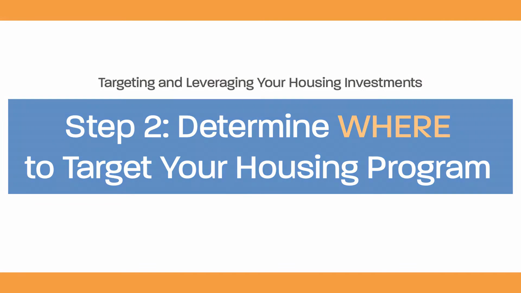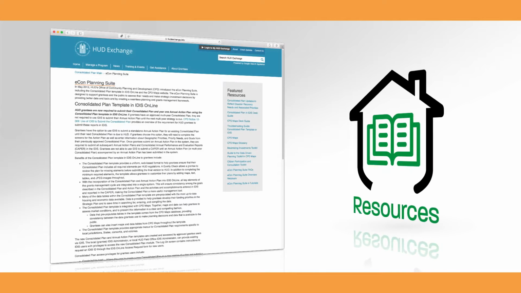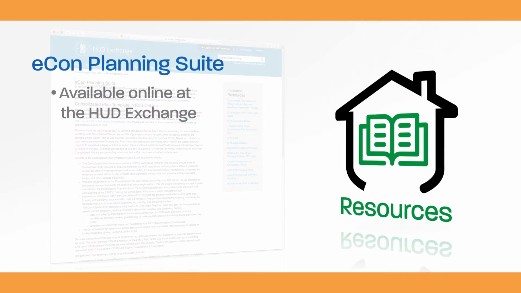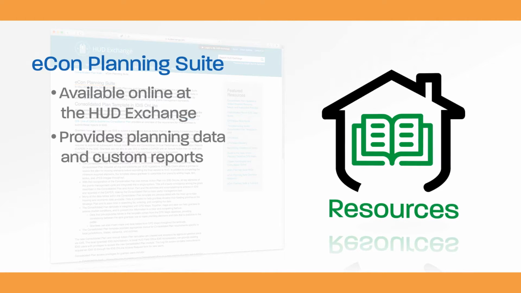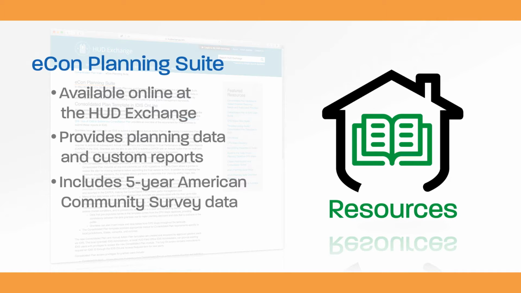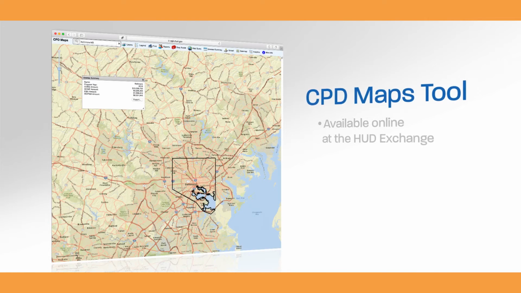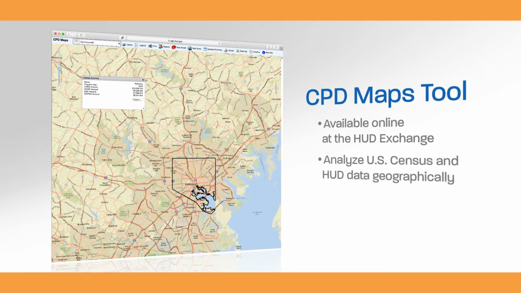One resource is the Econ Planning Suite, an online set of tools developed by HUD, which provides planning data and custom reports for each jurisdiction. It includes 5-year American Community Survey data from the U.S. Census, public housing data, and business and employment characteristics. The CPD Maps tool allows grantees to analyze census and HUD program data geographically.